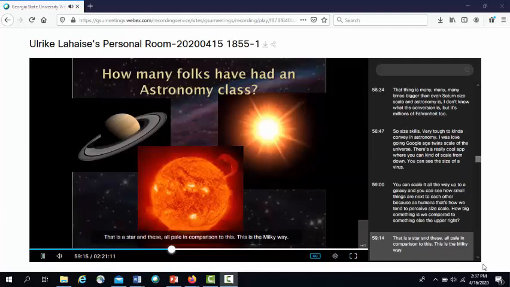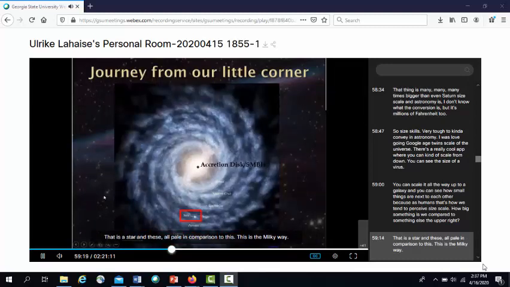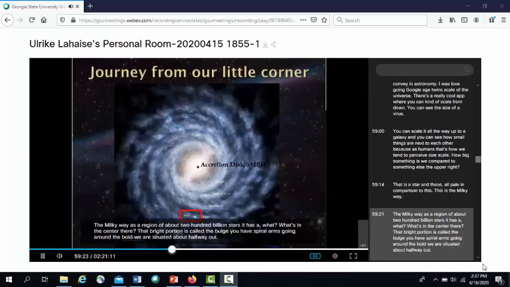The upper right, that is a star, and these all pale in comparison to this. This is the Milky Way. The Milky Way is a region of about 200 billion stars. It has what's in the center there, that bright portion is called the bulge. You have spiral arms going around the bulge. We are situated about halfway out.